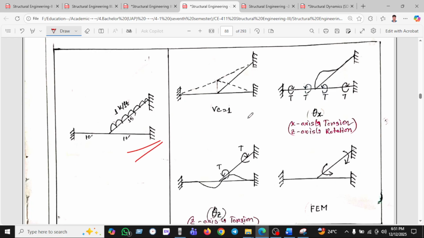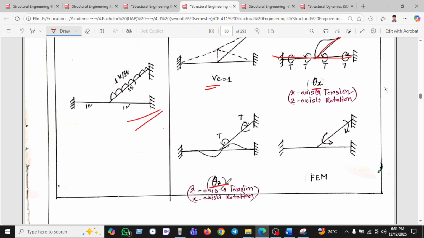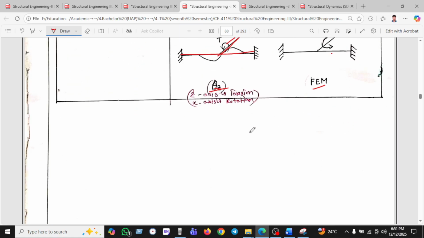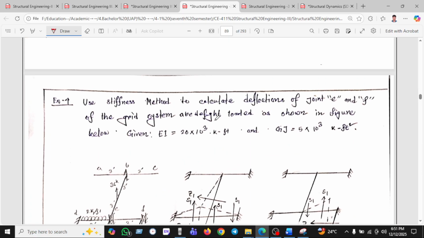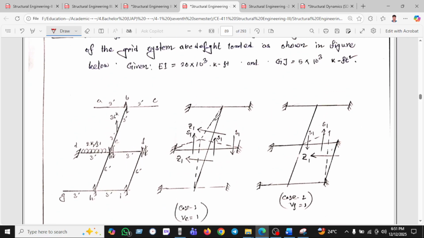Given this data, we have been taking the FBC, and theta x, that means x direction is torsion and y direction is rotation, and theta z, what does theta z mean, z direction is torsion and x direction we have used as rotation, and this is the fixed end moment. After solving this, you will find the answer. Another example we have seen here.